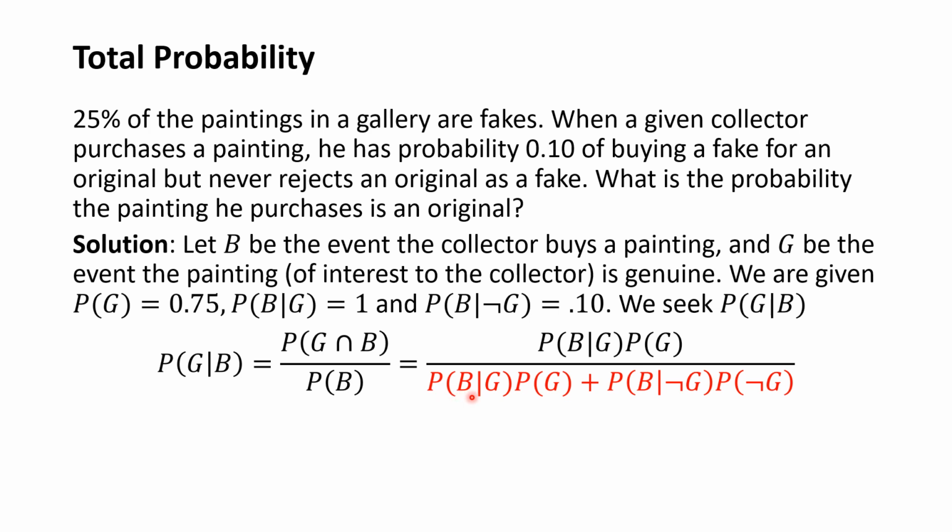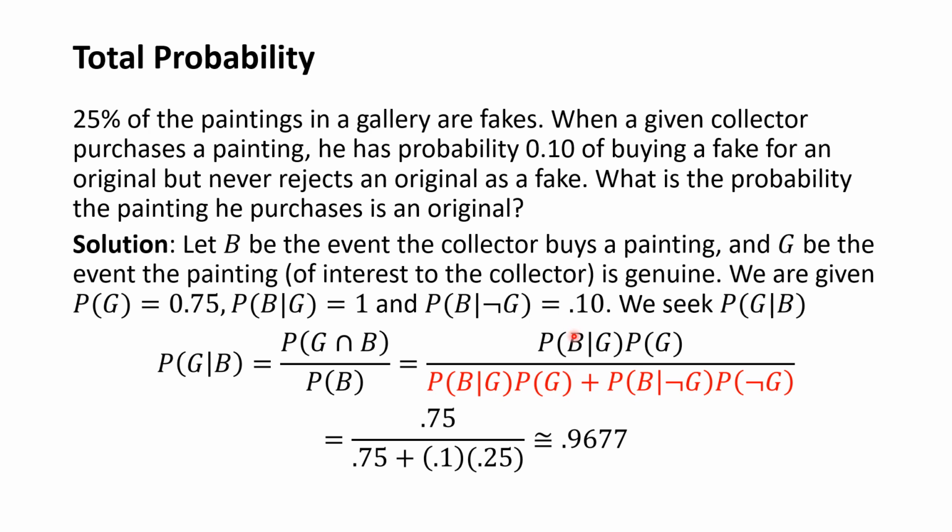The hard part, or at least the part you haven't seen yet, is on the bottom, the denominator. The probability of B we weren't given directly, but there's two cases. One is the painting of interest is genuine and he buys it. That's this probability here, again using the conditional probability definition, or the painting is a fake and he buys it, and that's this term here. So we've basically broken up the probability of buying the painting into two cases. One it's genuine and one it's not genuine. And we have all the numbers now to plug into this equation.